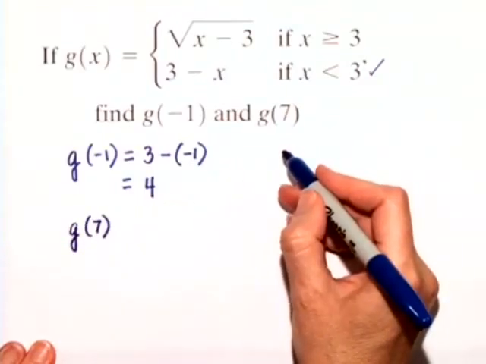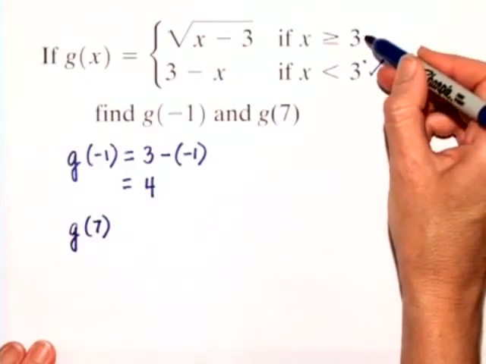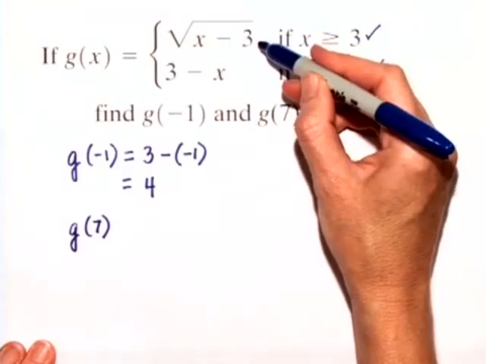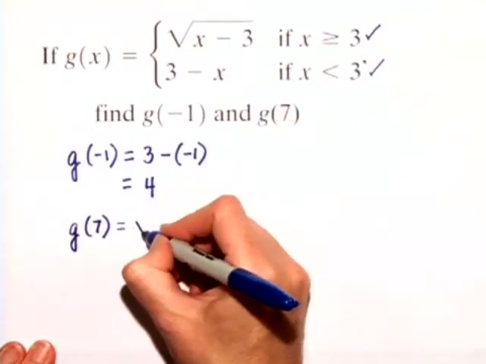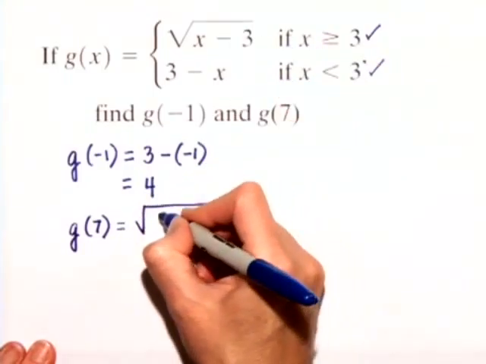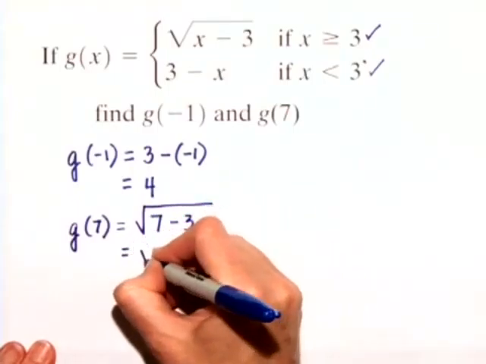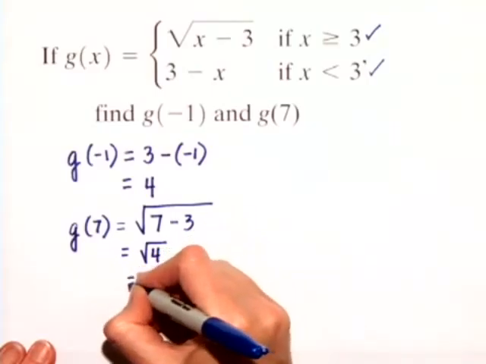Well, since 7 is a value that is greater than or equal to 3, we'll use this first function value. G of 7 is going to equal the square root of, we'll substitute 7 in for x, 7 minus 3, which is just the square root of 4, or 2.